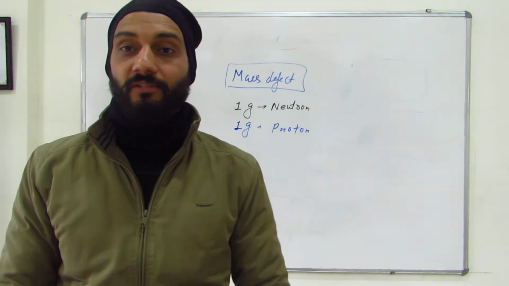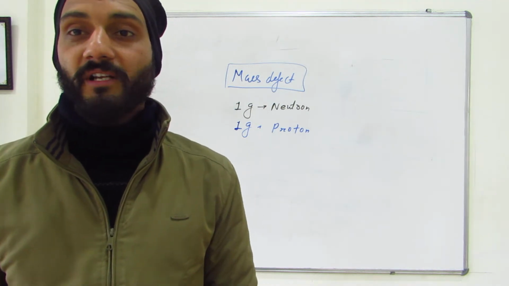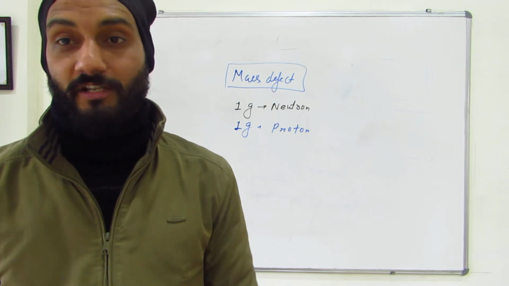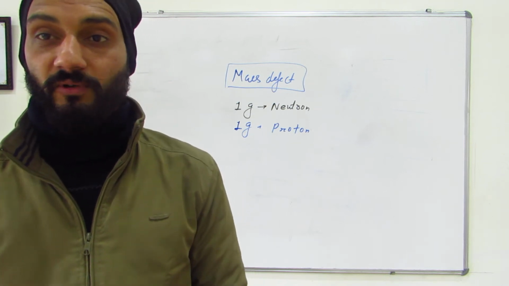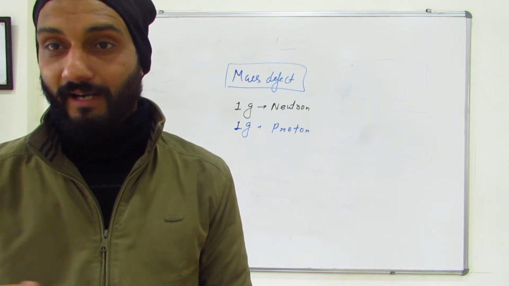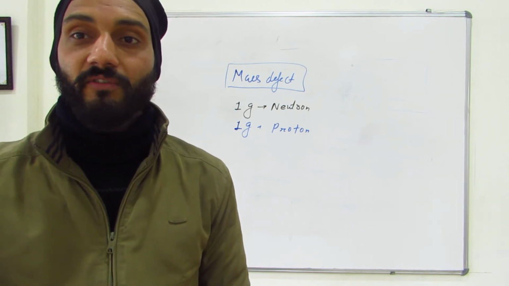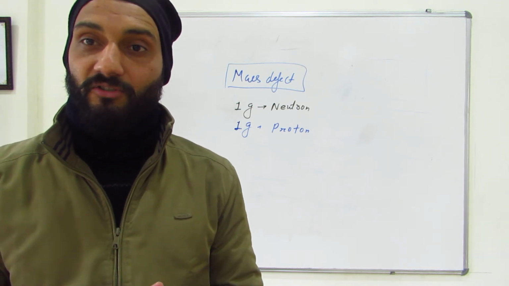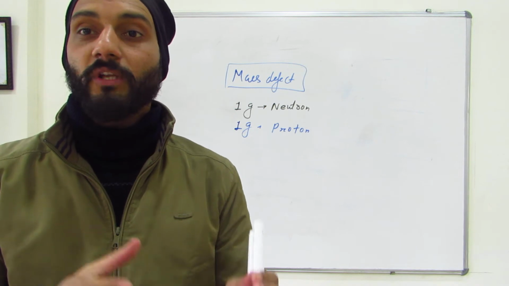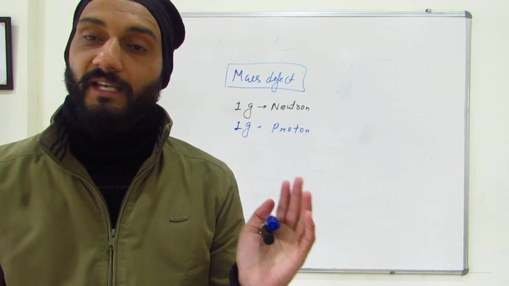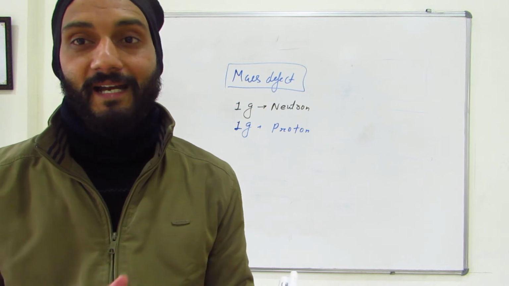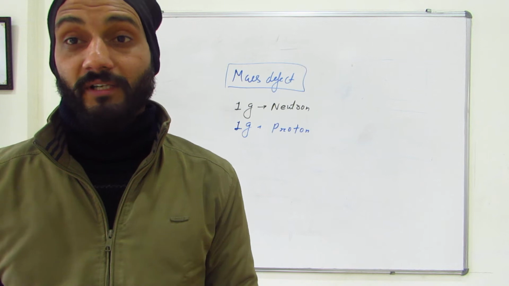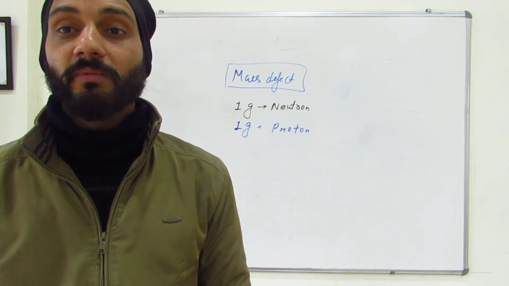Now, if I combine these two to form the nucleus, what should be the mass of the nucleus? An intuitive answer would be 2 grams. But that is not the case. Actually, the mass of the nucleus is a little less than that. In this case, I am assuming the mass of the nucleus to be 1.5 gram. As I told you, the mass of the nucleus is not equal to the sum of the individual nucleons. In this case 1 plus 1 should be 2, but it is a little less than that. For our discussion, I am taking it to be 1.5 gram.